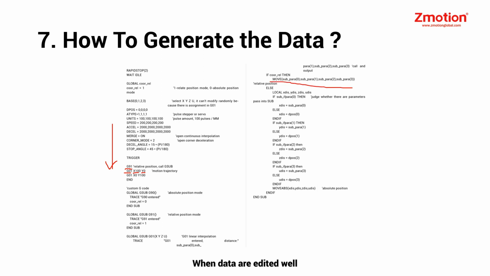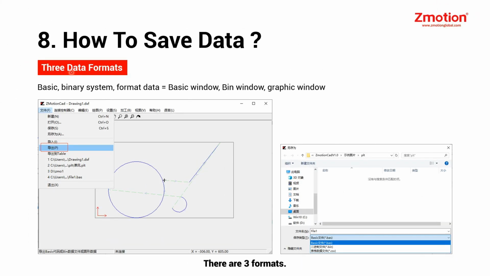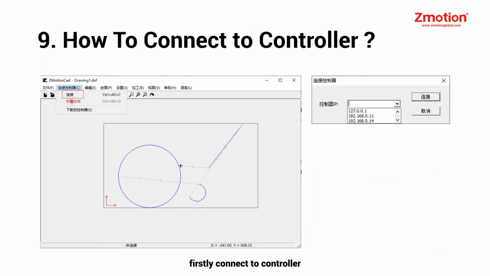motion. When data are edited well, it's time to export and save. There are three formats: basic files, binary system files, and form data files. Actually, they correspond to the above three windows data. If you want to download the data into controllers directly, firstly connect to controller. Select correct IP address. No controller? Connect to simulator in ZDevelop directory. Then select this. After that, click here.